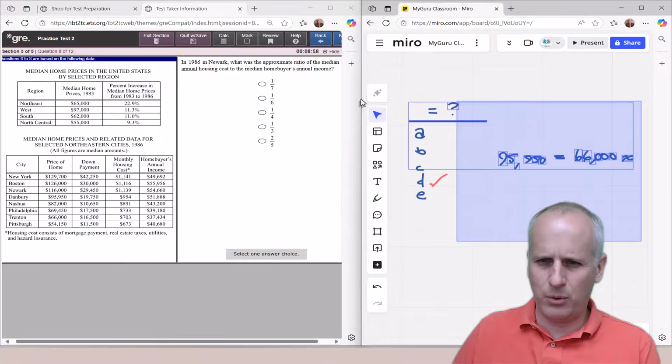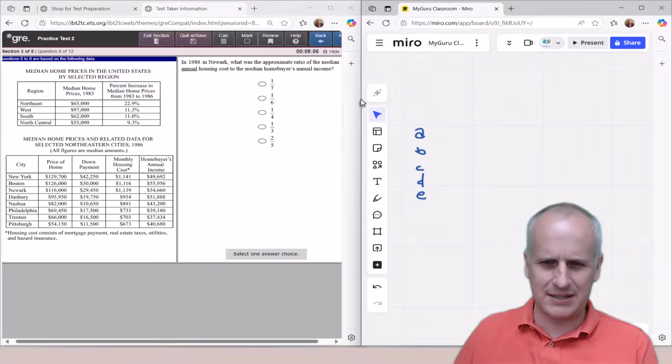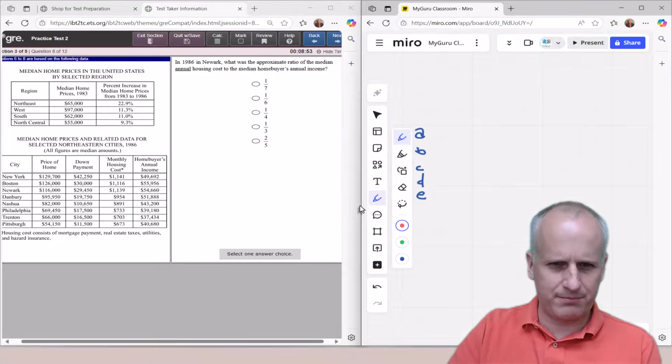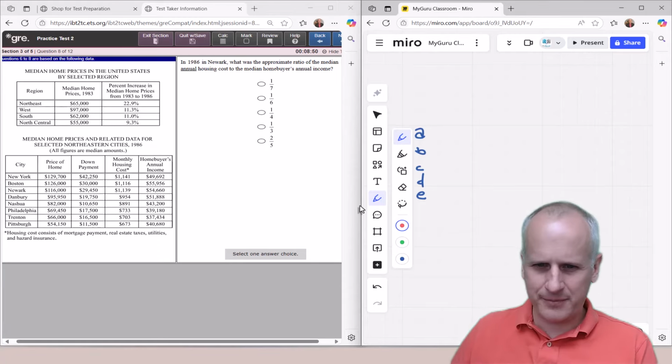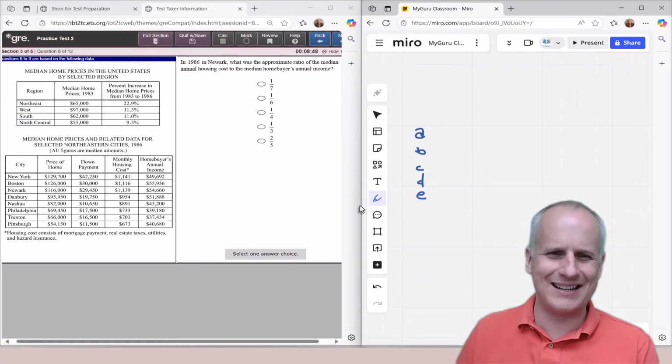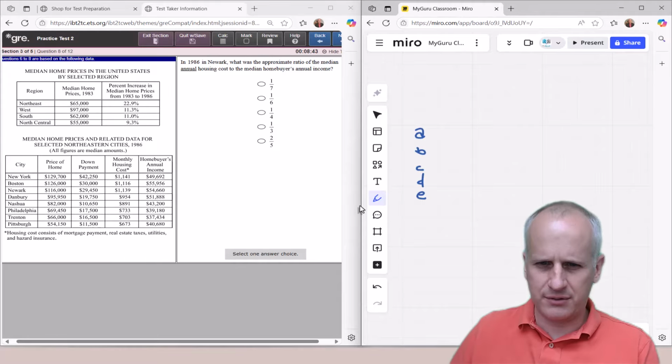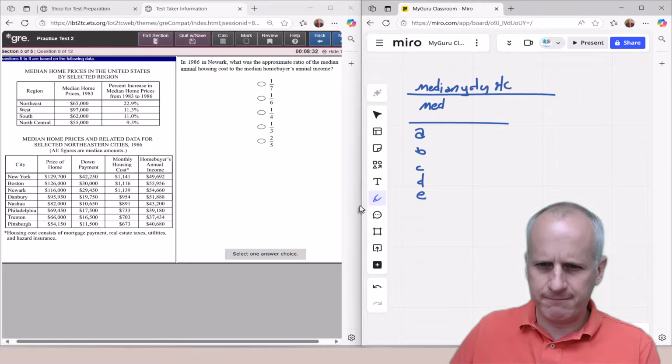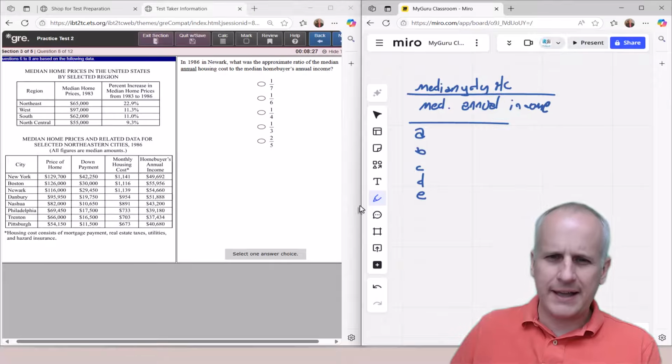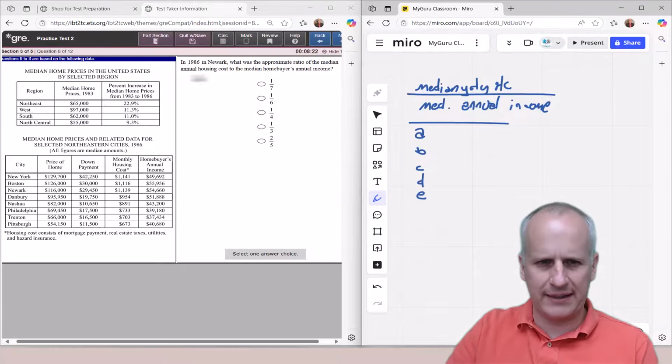And then we've got one more of these questions pertaining to this little pair of charts. So looking solely at Newark in 86, what was the approximate ratio of the median annual housing cost? So we want the median yearly HC to the median annual income. And they don't accidentally put that little underline there. You have to recognize that little underline.